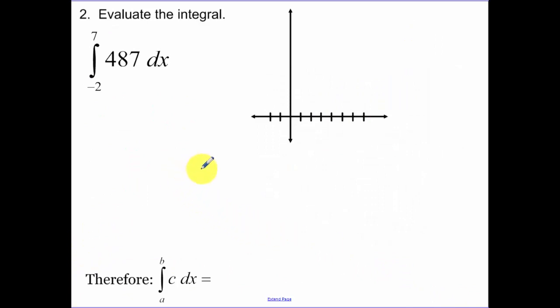Okay, next one, evaluate the integral of 487 dx. Remember that this is a function. This is some f of x equals 487. Well, what does that look like? That's a line all the way up here, y equals 487.